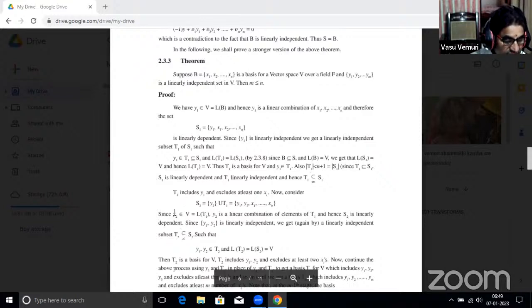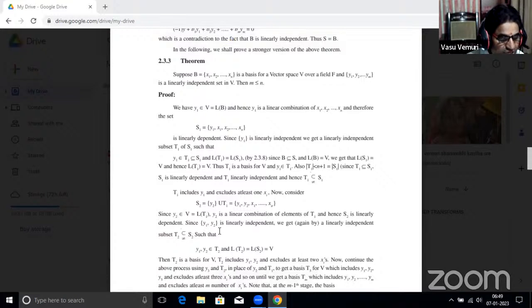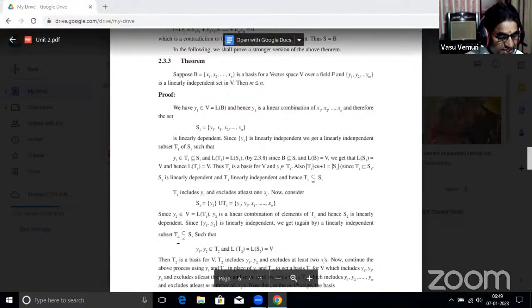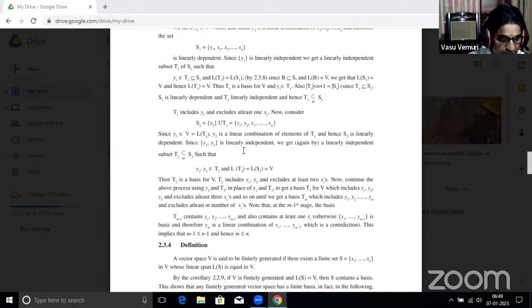So y2 is also an element of the vector space, in the linear span. It is a linear combination of elements of T1, and S2 is linearly dependent. Students, listen carefully. When these elements are linearly independent, we again get a linearly independent subset T2. T2 is contained in S2, but it is not equal. y1 and y2 belong to T2, and L of T2 equals L of S2 equals B. Therefore, again T2 is a basis for B.